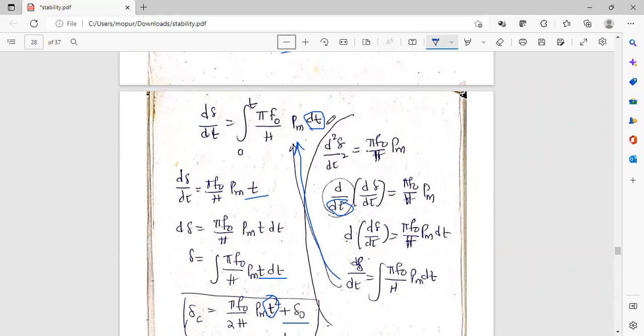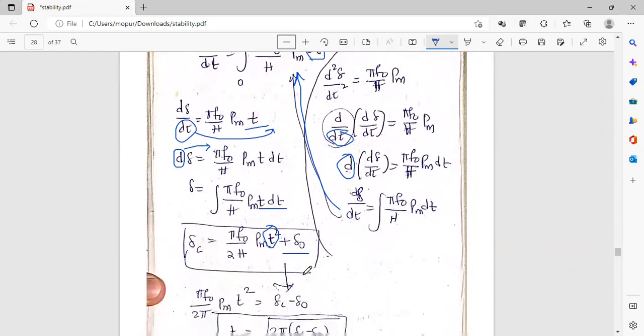Similarly, after integrating this dt will become t. Again, I am sending this dt to the other side. When I send this dt to the other side, what I am getting? This equation I am getting. Now I am sending this d to the other side. I am getting this integral. This d to the other side will become integral. So finally, I got this equation.